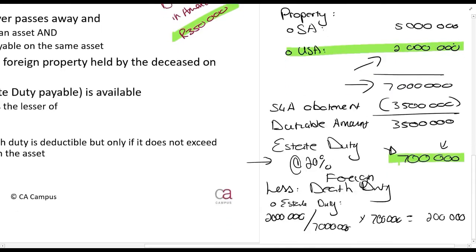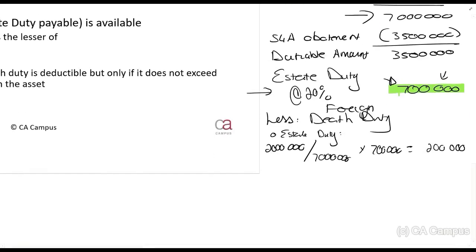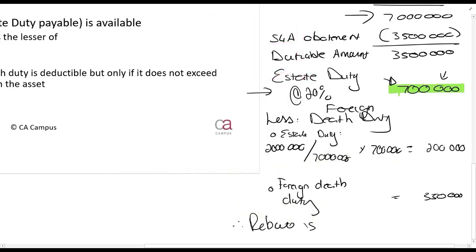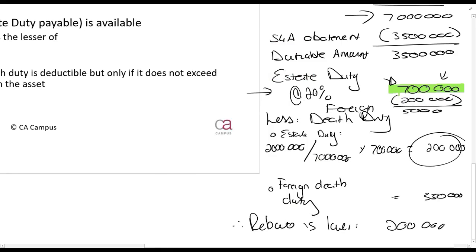Then you compare that to the foreign death duty. How much was actually paid in the foreign country? In this case, it is 350,000. So thus, the rebate is the lower of the two. So 200,000 rands. Right, so that is the rebate. So from that 700,000, you'll deduct the 200,000 foreign death duty rebate, and you'll end up only paying 500,000 rands.